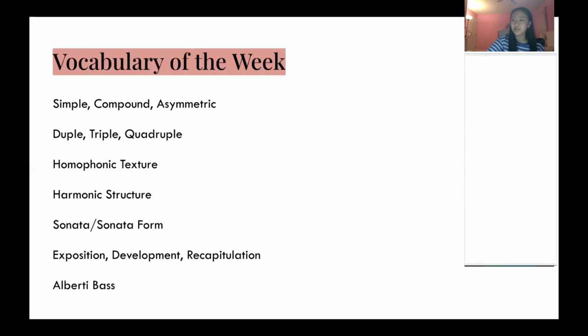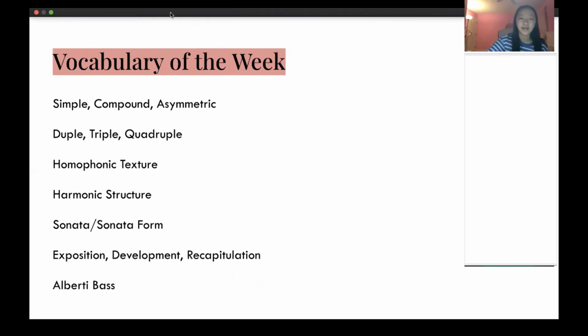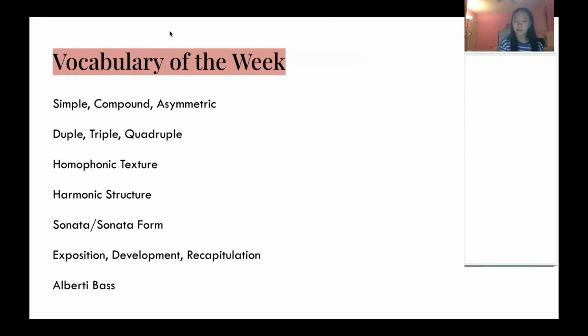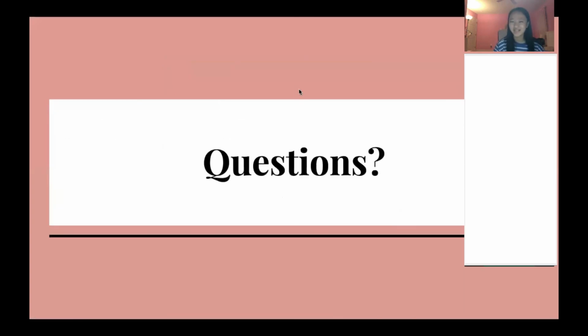Well, I guess technically we started class 2 minutes late, so we're okay on time. Okay, so last is just a place to put all the vocabulary. Here's simple, compound, asymmetric, the time signature stuff, and then the most important takeaways that you should learn from the classical music presentation. Does anyone have any questions?